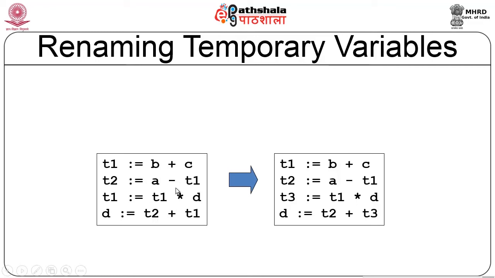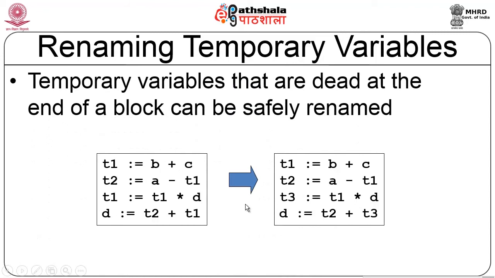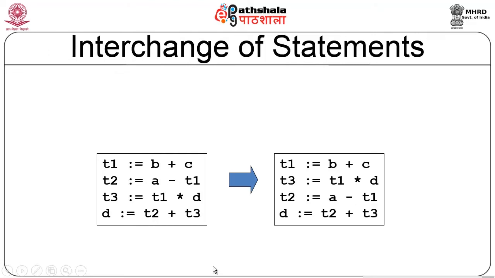So, I am renaming temporary variables here. T1 into D is different from B plus C, right. So, I am not reusing the same variable here, but I am calling it T3. This is one more possible transformation. Temporary variables that are dead at the end of a block can safely be renamed. This is one more situation, but it is not required in many cases, but still it is a possible syntactic structure preserving transformation. Interchanging of statements.